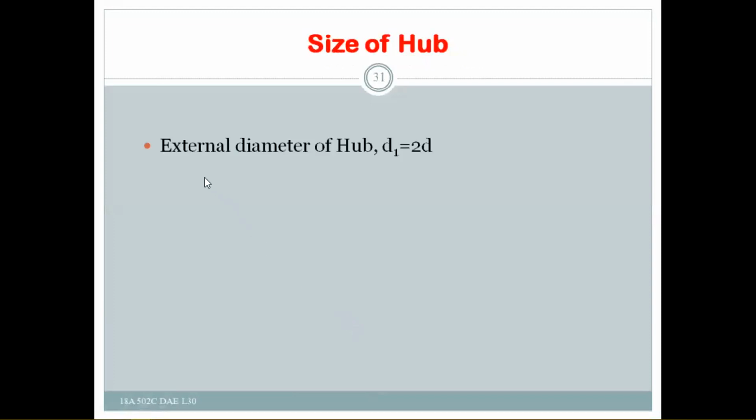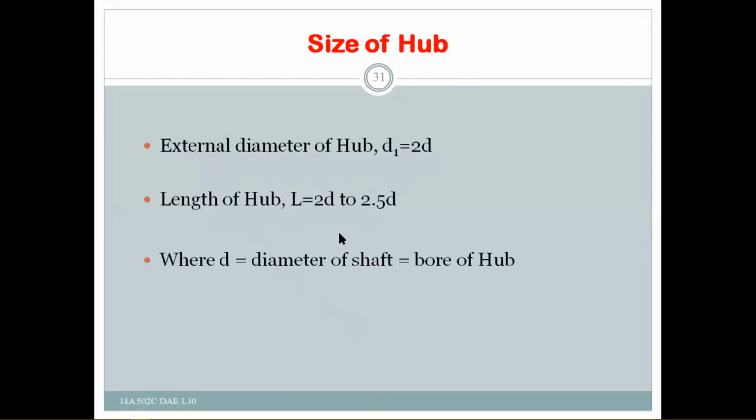Size of hub: the external diameter of hub d1 is equal to 2d, and the length of the hub L is equal to 2d to 2.5d, where d is the diameter of the shaft or bore diameter of the hub, the inside diameter of the hub.